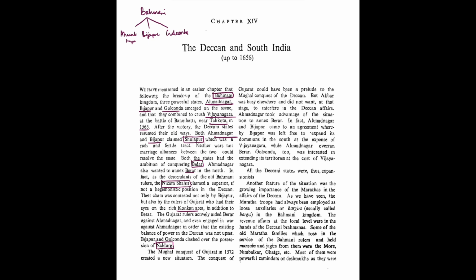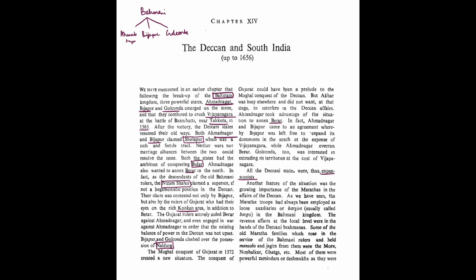Ahmednagar took advantage of the situation to annex Berar. In fact, Ahmednagar and Bijapur came to an agreement whereby Bijapur was left free to expand its dominions in the south at the expense of Vijayanagar, while Ahmednagar overran Berar. Golconda too was interested in extending its territories at the cost of Vijayanagar. All the Deccani states were thus expansionists. Okay, this is a key term, expansionist.